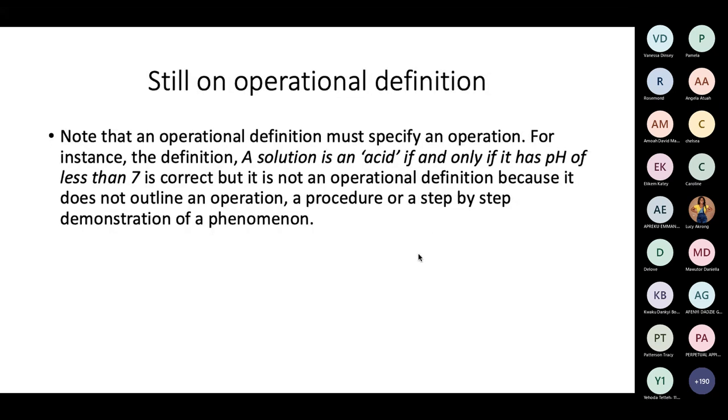Now, still on operational definition, notice that an operational definition must specify an operation. For instance, the definition a solution is an acid if and only if it has a pH of less than 7 is correct, but it is not an operational definition because it does not outline an operation. A pH of less than 7 is not by itself an operation, a procedure or step-by-step demonstration of a phenomenon. So an operational definition must outline an operation to be called an operational definition. Not the end of an operation, but the operation itself has to be seen in the definition.